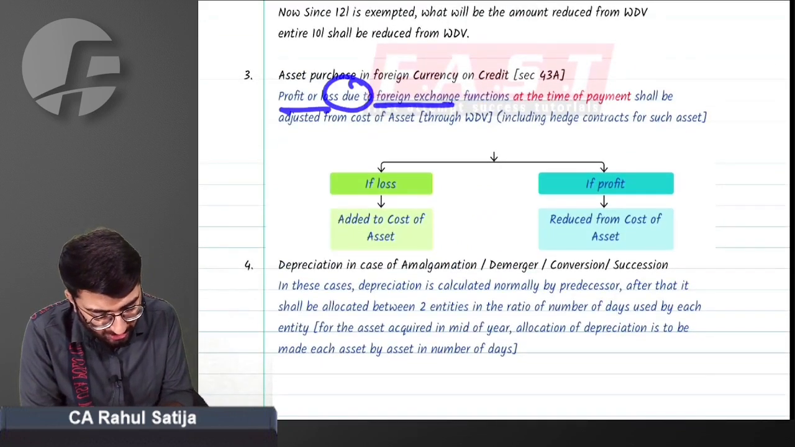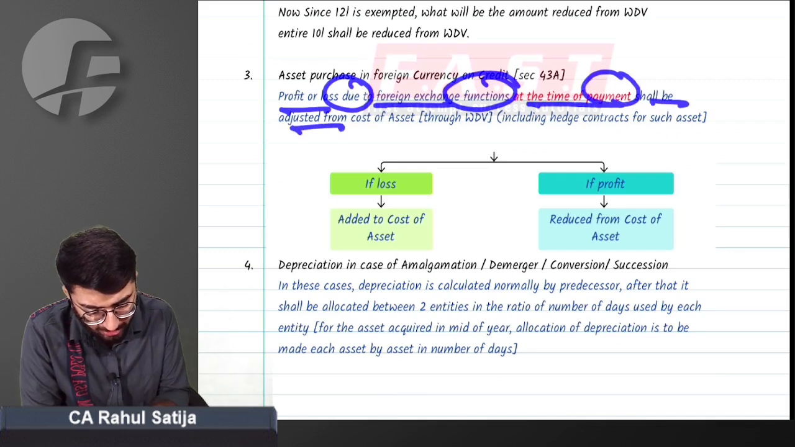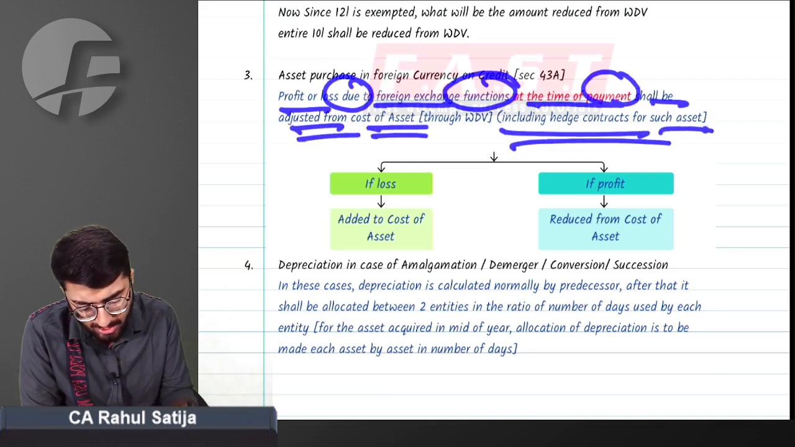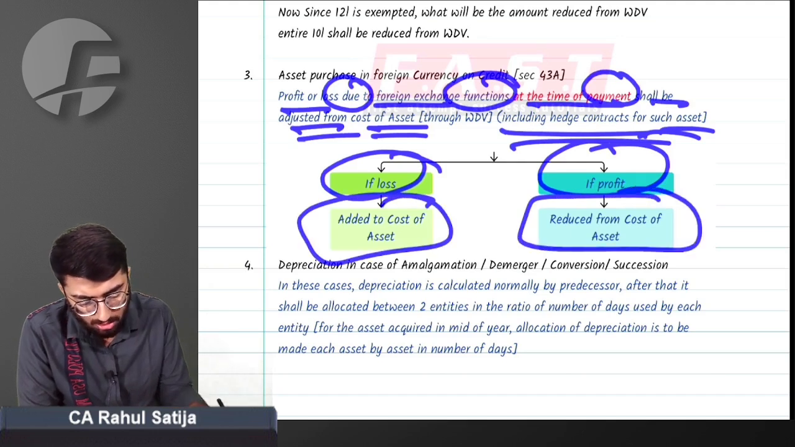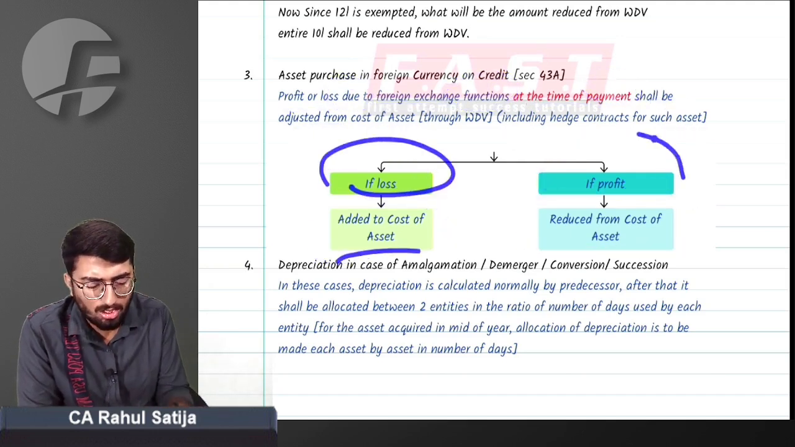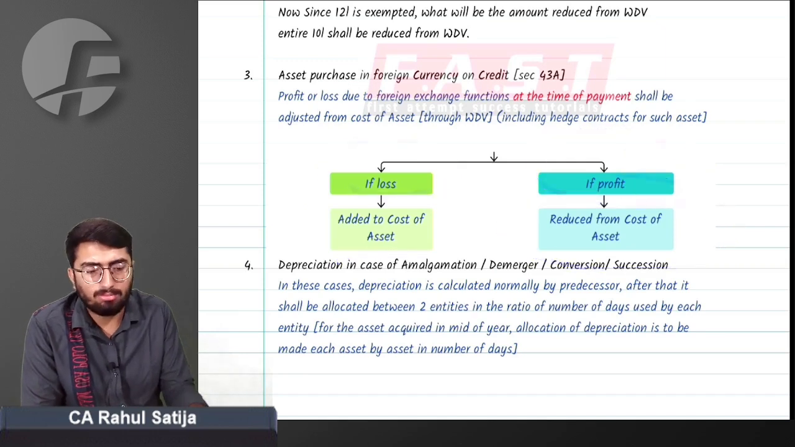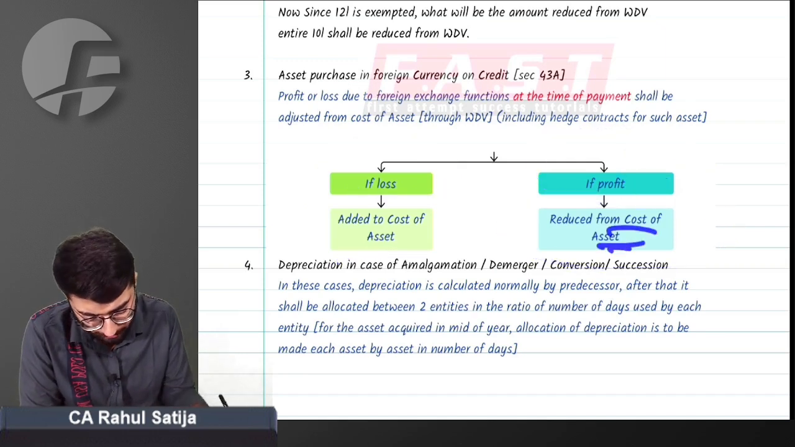Profit and loss due to foreign exchange fluctuations at the time of the payment shall be adjusted from the cost of the asset, including hedging contracts. If there is any loss or any profit, it is added to the cost and reduced from the cost of the asset. If there is a loss, add to the cost of the asset. If any profit, then reduce it from the cost of the asset.